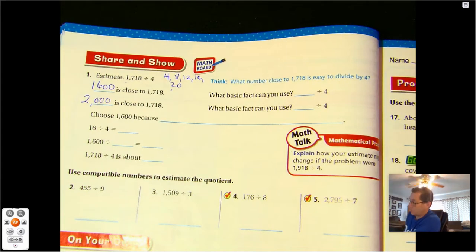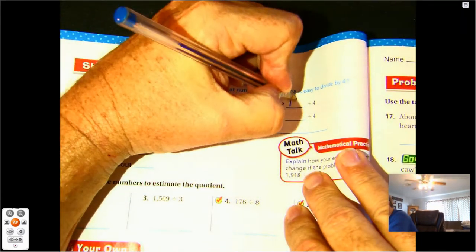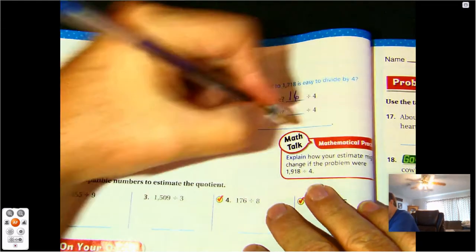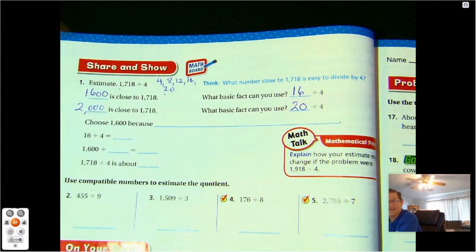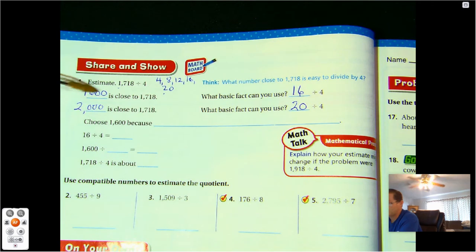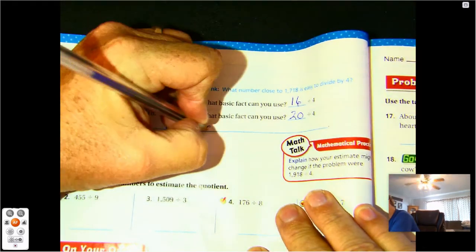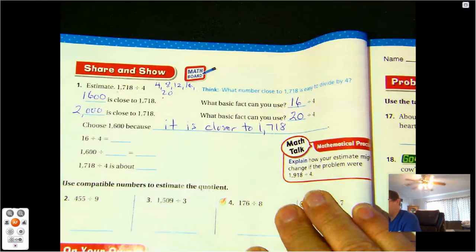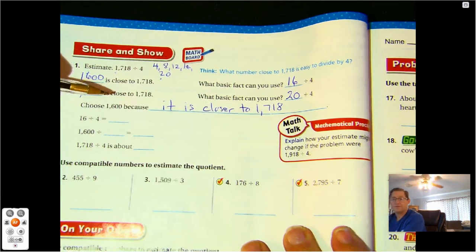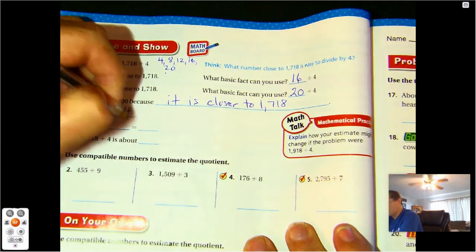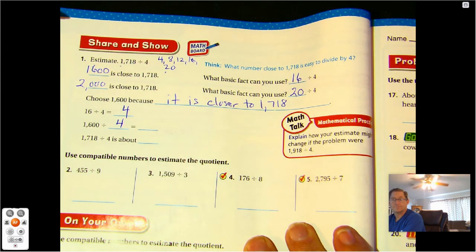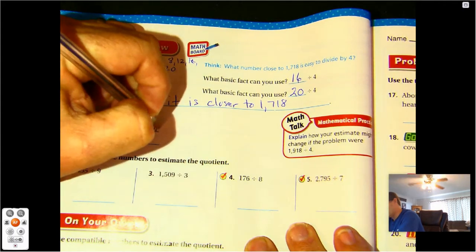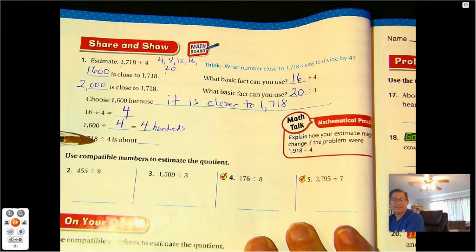So what basic math fact can we use? In the first one, I can use 16 divided by 4, and in the second one, I can use 20 divided by 4. Which of these are we going to choose? Which one's closer to 1,718? Well, 1,600 is about 100 away, and 2,000 is almost 300 away. So I'm going to choose 1,600 because it is closer to 1,718. Now to do our estimate, 16 divided by 4 is 4. 1,600 divided by 4 is 4 hundreds. So 1,718 divided by 4 is about 400.